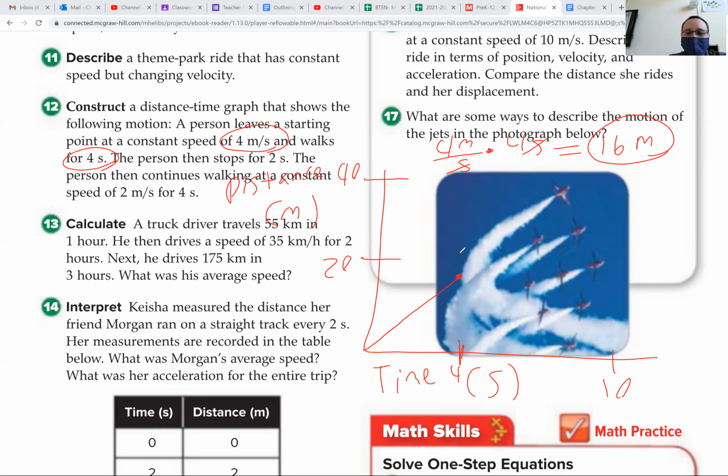Now the person stops for 2 seconds. Okay, so it's 6 seconds, right? This person hasn't gone any farther. So that's a flat line there. And then 2 meters per second for 4 more seconds. Okay, so we've got 2 meters per second times 4 seconds equals 8 meters. Okay, so 16 plus 8 is 24. So we're gonna put that 24 like right there. And then that finishes up the graph. Okay, that finishes the graph.